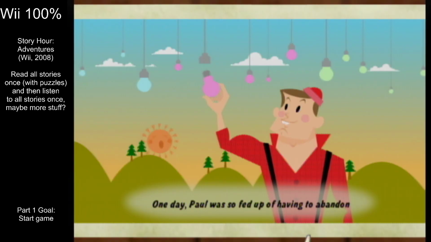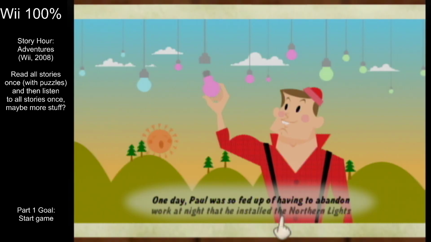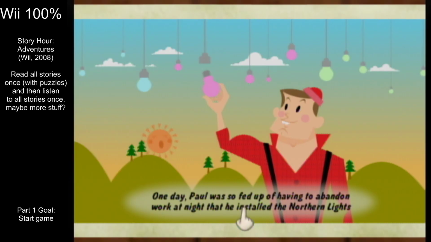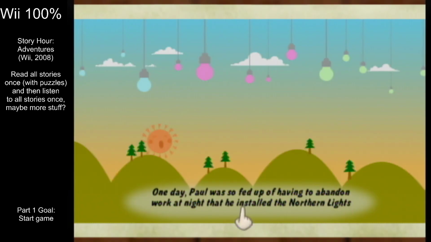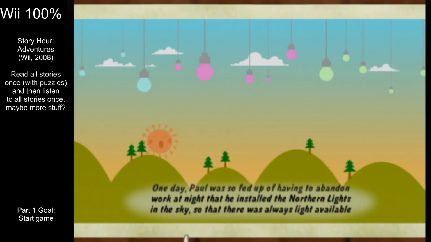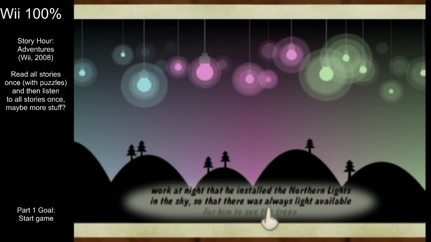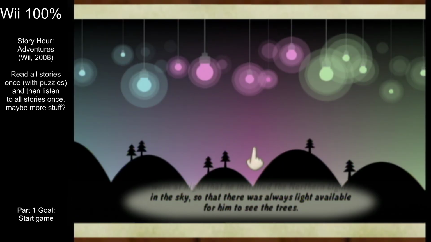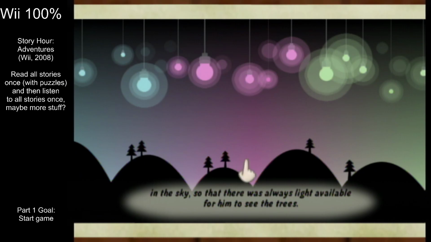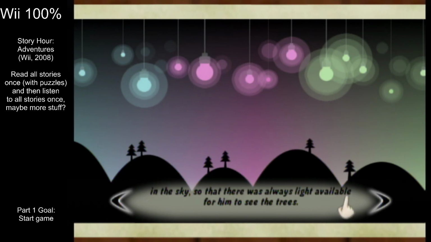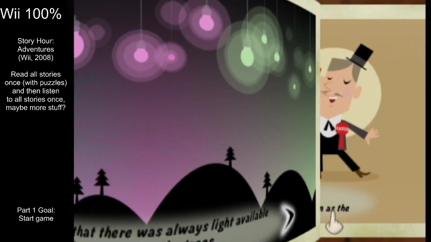One day, Paul was so fed up of having to abandon work at night that he installed the northern lights in the sky so that there was always light available for him to see the trees. So he just installed a ton of light bulbs in the sky before light bulbs were invented.